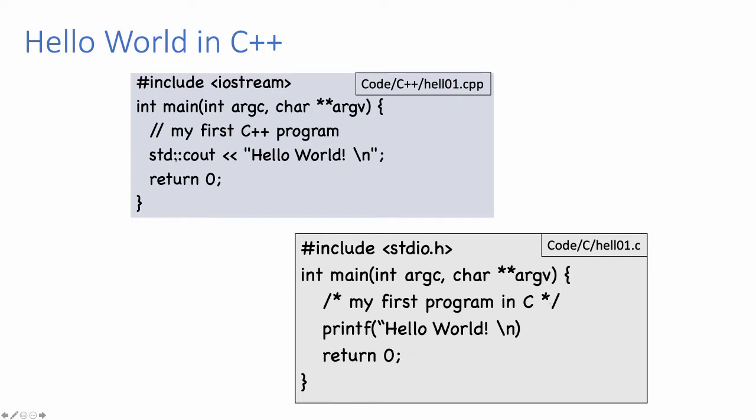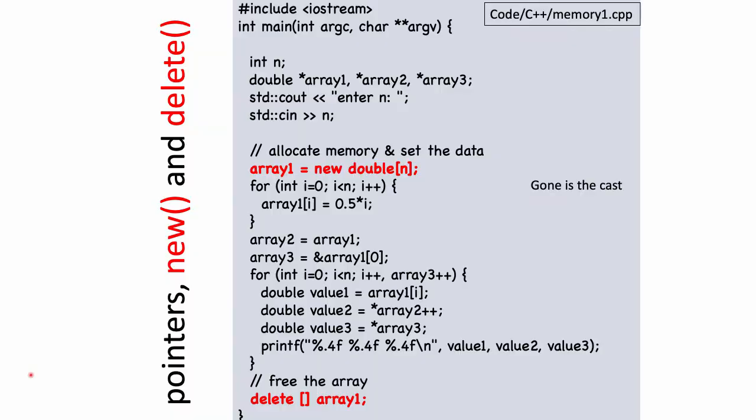For output, we can send things to standard out using the insertion operator. We're inserting the string into the stream, and then finally we both have a return 0, so that part is not changed. So now let us look at how we deal with memory coming and returning to the heap.